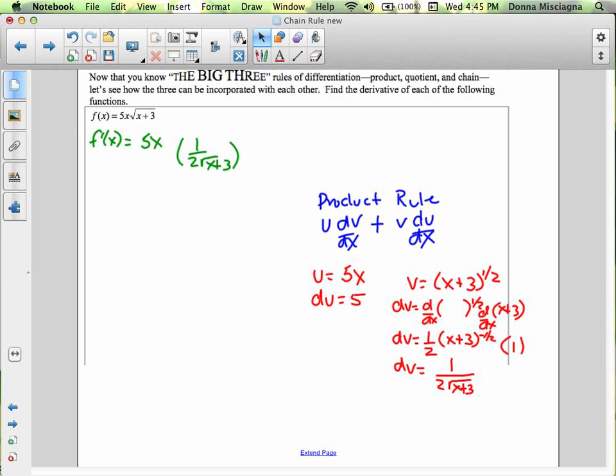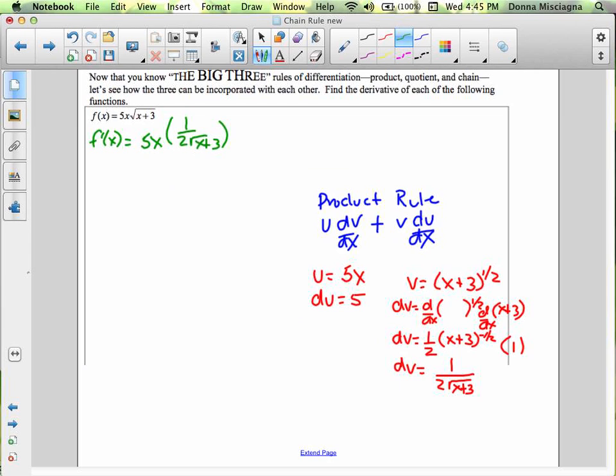All right. So the derivative is going to be 5x times 1 over 2 times the square root of x plus 3, and then plus the derivative of the first one, which is 5, times the second function, which is the square root of x plus 3. And we're just going to be able to do a little bit of simplifying. So f prime of x equals, let's multiply, so let's put the 5x in the numerator, and the 2 square roots of x plus 3 in the denominator. And then I am fine with these two terms there.